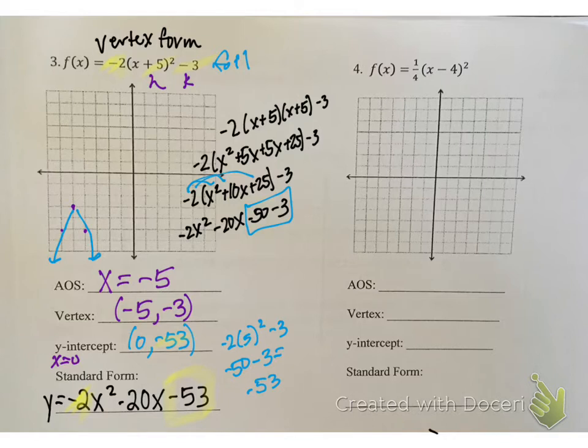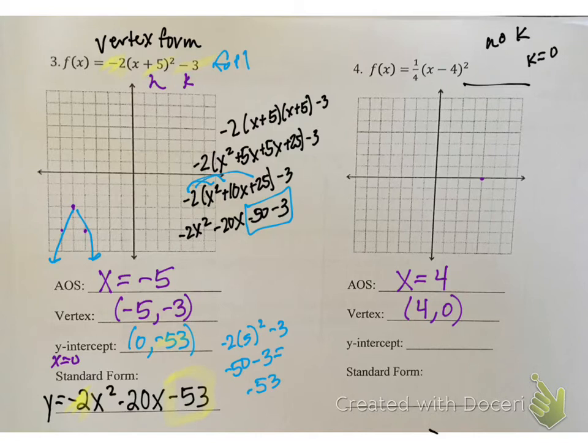All right, for number 4, it is still in vertex form, but you'll notice that there is no k value. Nothing here. So that would just mean that k equals 0. My axis of symmetry is my h value. Take the opposite sign, so x equals a positive 4. My vertex would be at 4, 0 because there's no k. So 1, 2, 3, 4. Dot right here.